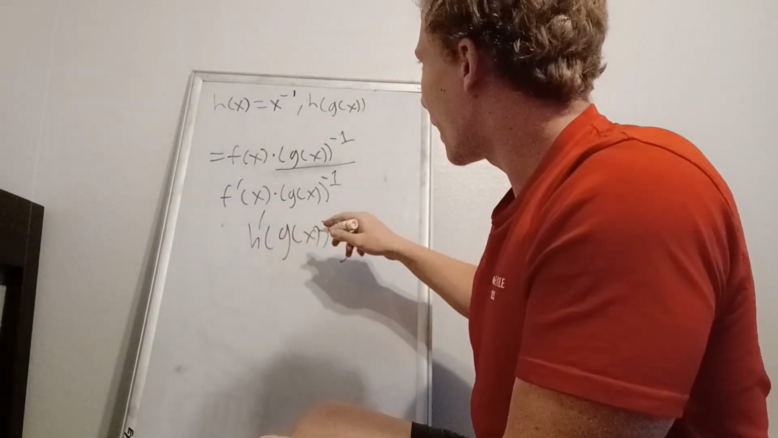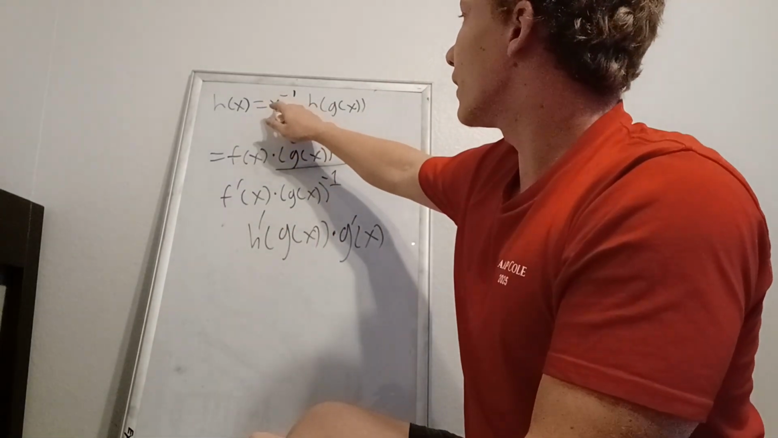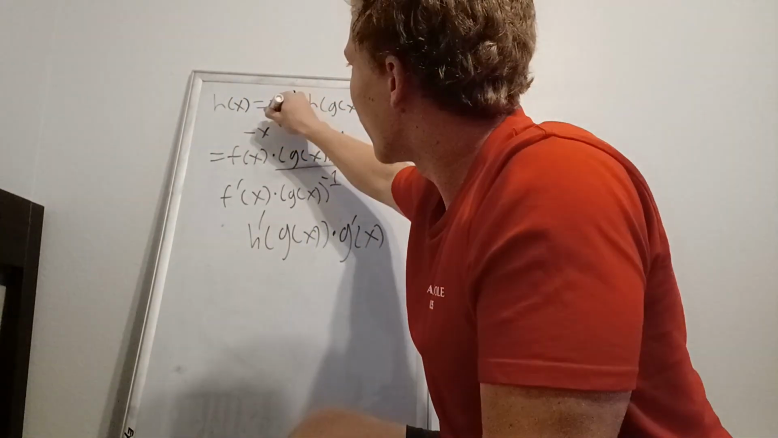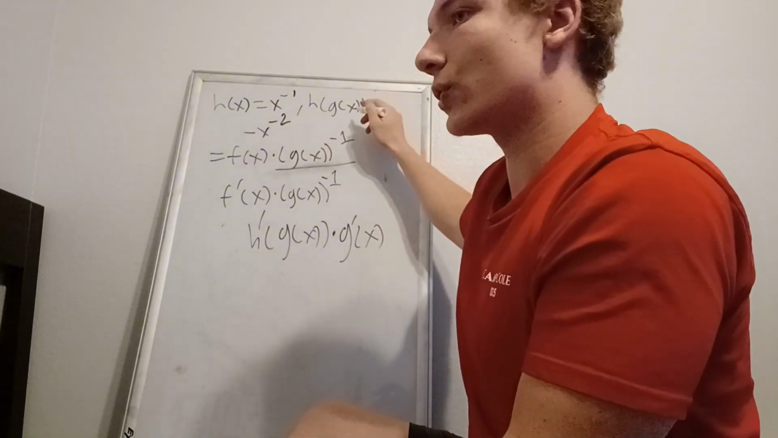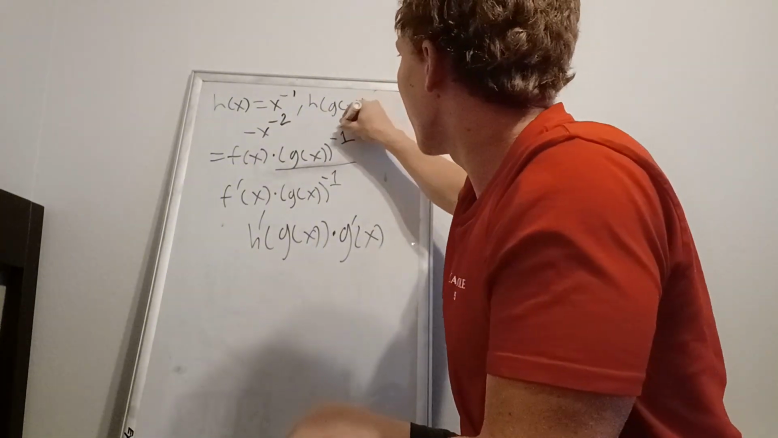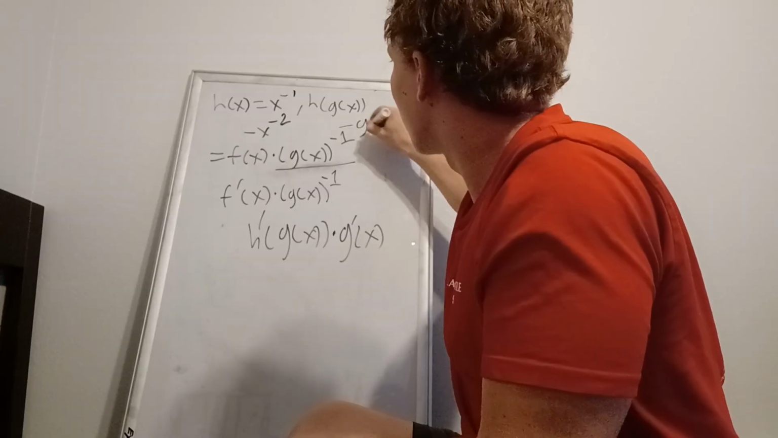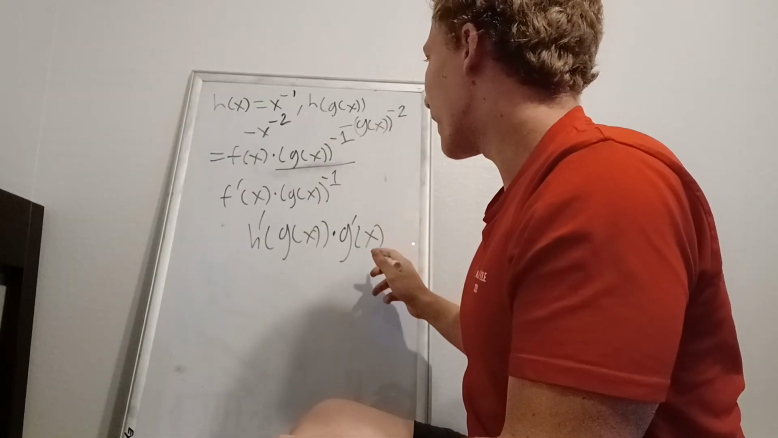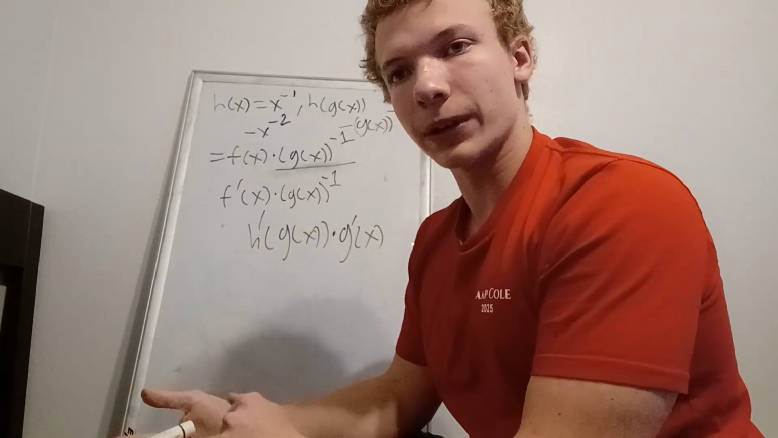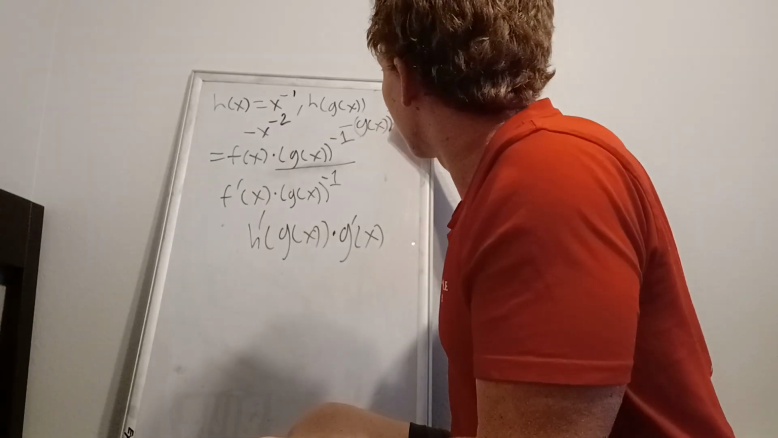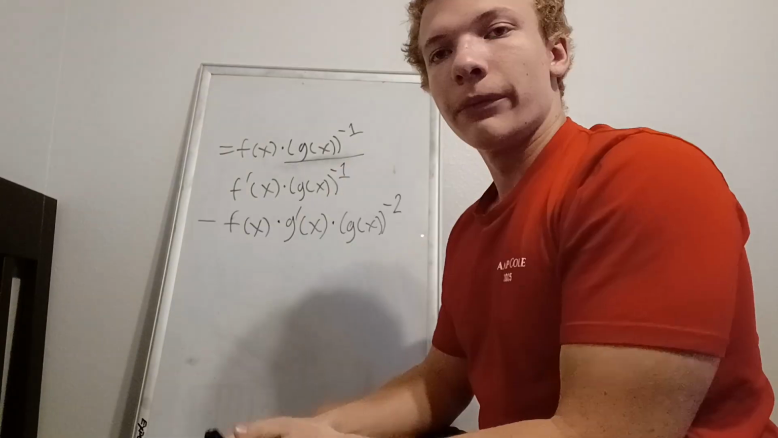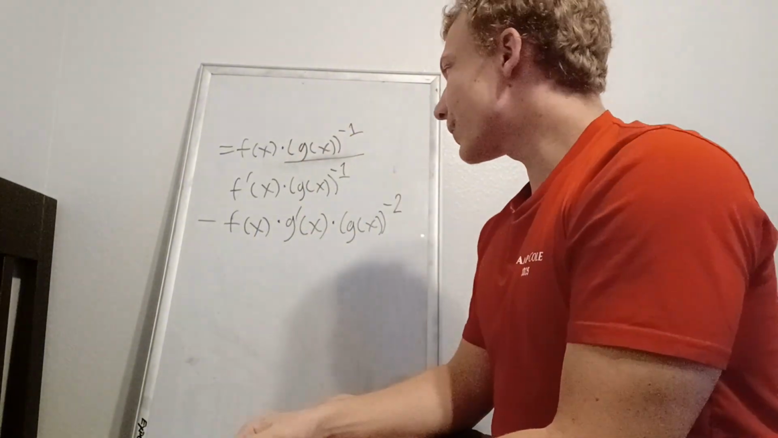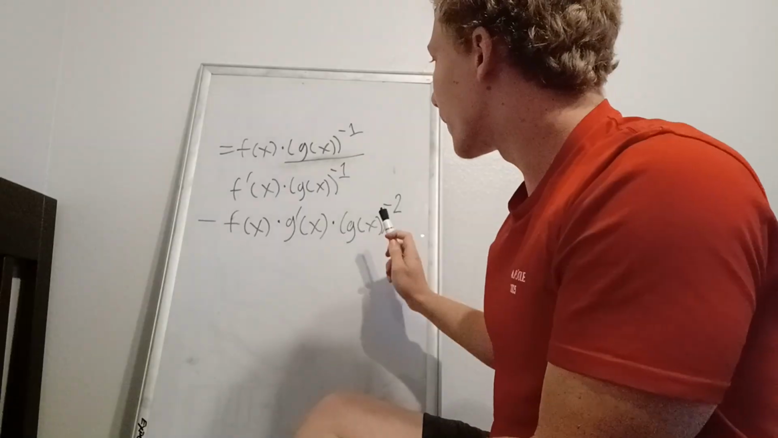Now, h prime of g of x is going to be employing the power rule. We're going to bring the negative 1 to the front, and then we're going to have negative 2, except our input is g of x. So we're going to have negative g of x to the negative 2, and then multiplied by g prime of x. And of course, g of x is just a general function, so it's just going to be times g prime of x. Now, bringing that expression down and multiplying by the f of x from here, we see that our full product rule expansion will look like this.